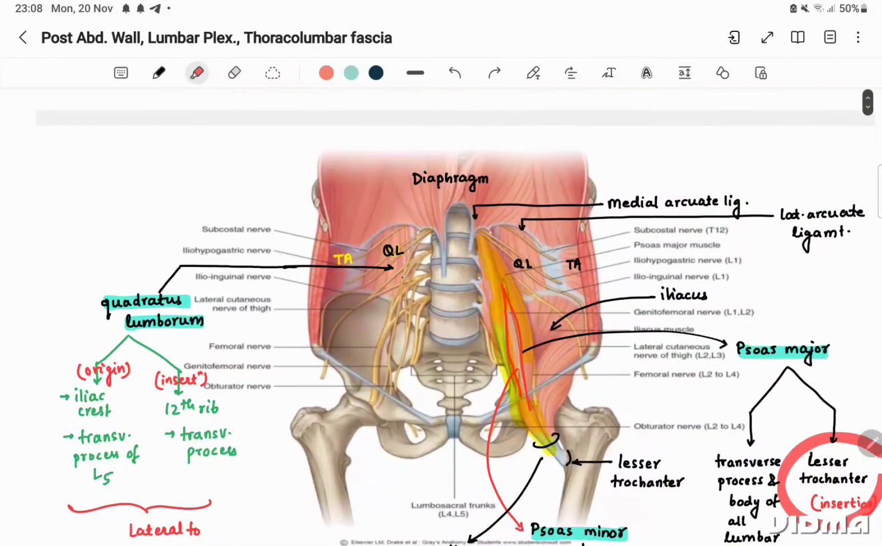Okay, so what is there in the posterior abdominal wall? You have the diaphragm, the medial arcuate ligament, the lateral arcuate ligament. You can see in the diaphragm you have a medial arcuate ligament, this one, and the lateral arcuate ligament, the crus of diaphragm and all. And we have the transverse abdominis muscle present over here. Just note that this muscle is a part of your anterior wall. It's present more anteriorly. In the posterior part, we have the quadratus lumborum, the iliacus, the psoas major, and the psoas minor if it is present.